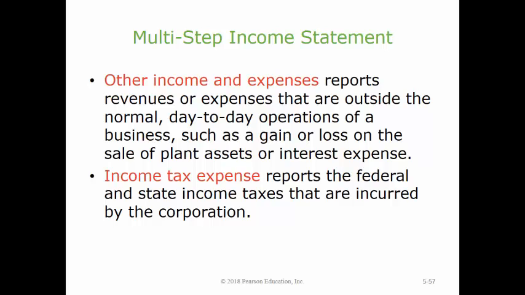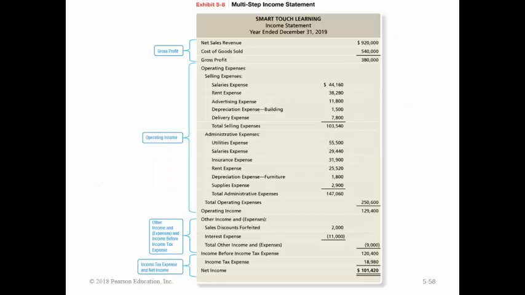A multi-step income statement is different than a single-step income statement because it lists several important subtotals. In addition to net income, the bottom line, it also reports subtotals for gross profit, operating income, also called income from operations, and income before income tax expense.